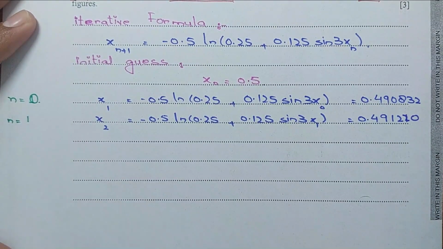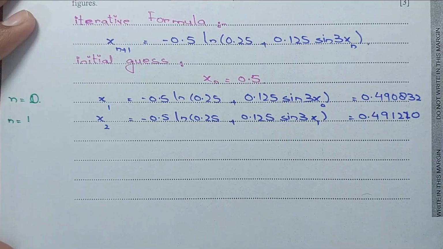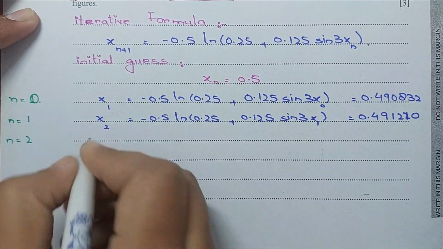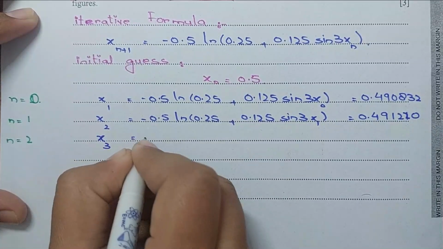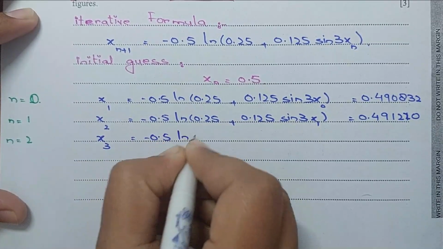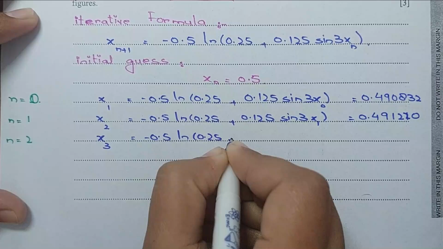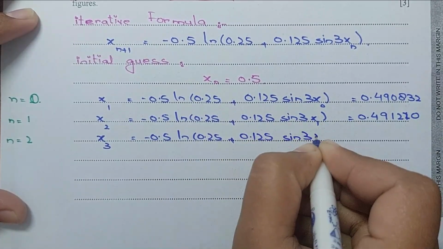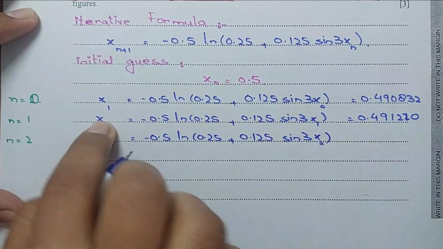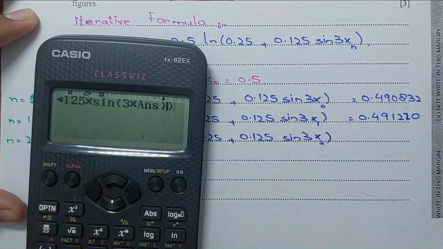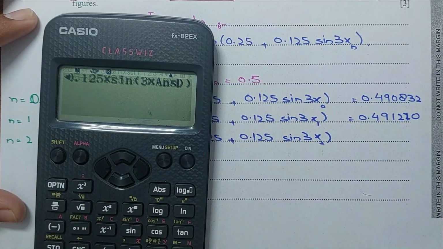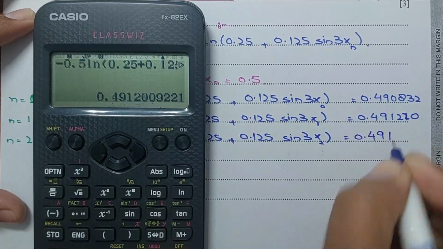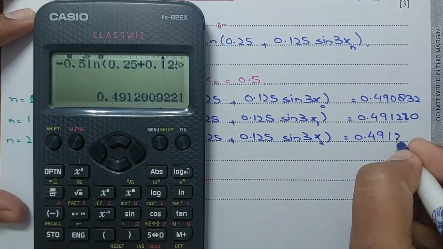Now the next iteration, when n is equal to 2. We have another iteration, and x3 would be minus 0.5 natural log of 0.25 plus 0.125 sine of 3x2. This is the value for x2, so let me put the answer here, and this would be 0.491200.